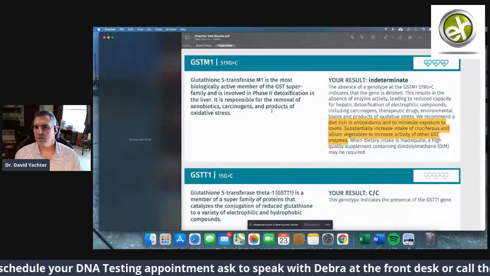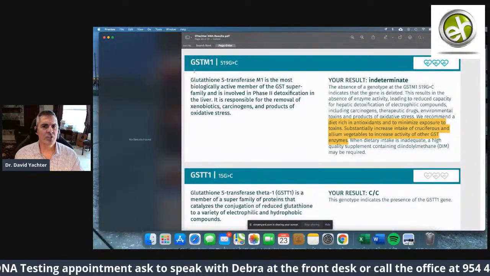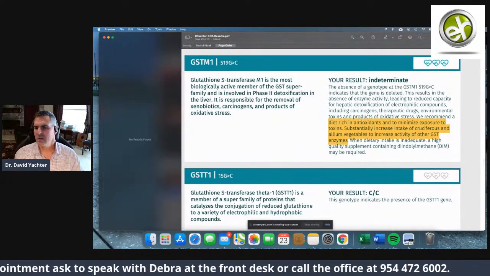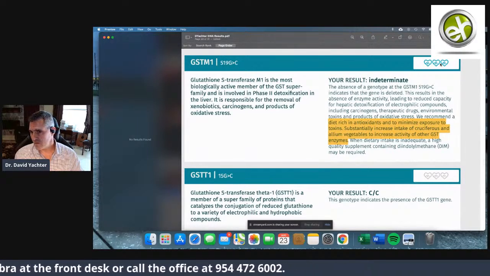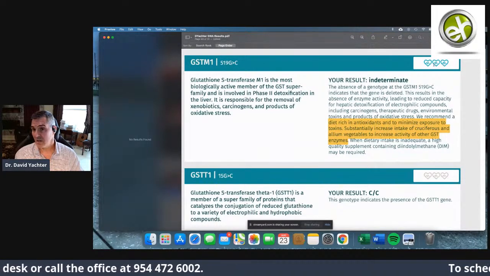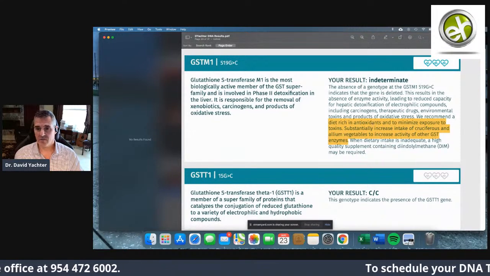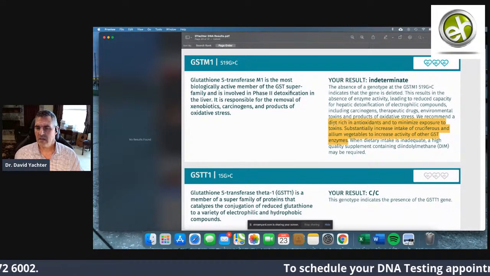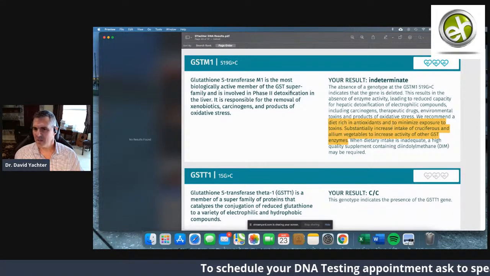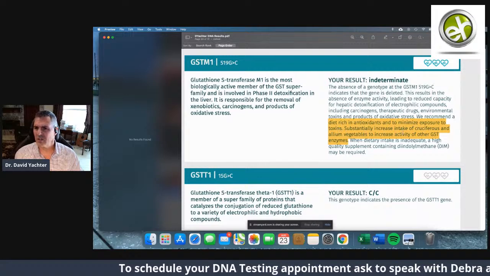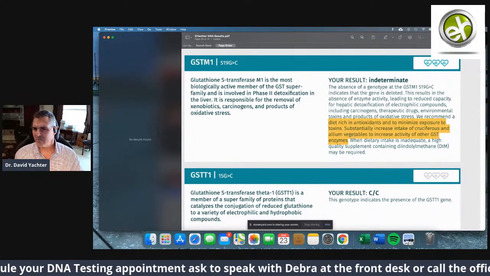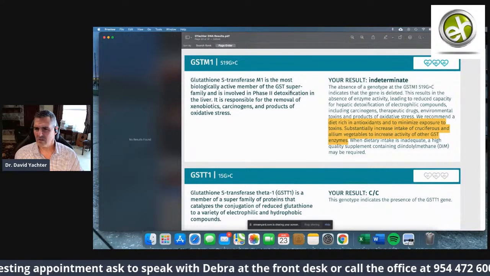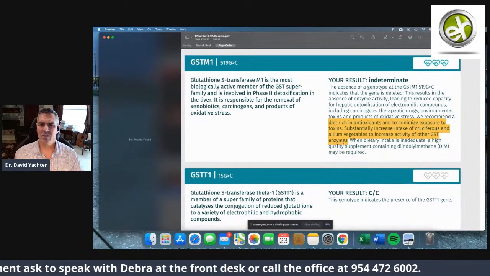Another gene would be GSTM1. So for this particular individual, has three. You can see three of these hearts are lit up there, which means super high risk profile for this genetic expression. Diet rich in antioxidants to minimize exposure to toxins, substantially increase the intake of cruciferous and allium vegetables to increase the activity of other GST enzymes.